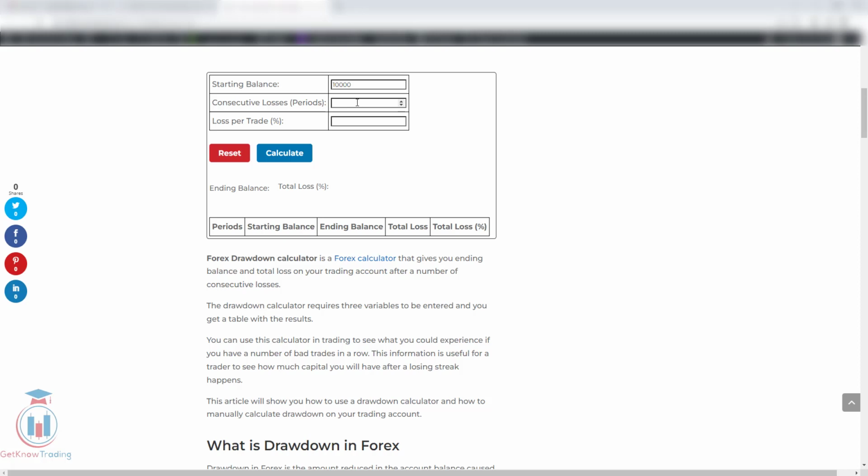After that, you need to define the second variable, and that is consecutive losses or periods, if you like, and that is the number of trades that you will open. So if you put here number 2 or any other, you will see another example with more periods or consecutive losses. Then you define the third variable, which is the loss per trade, in percentage, which means you define the risk per each trade that you would like to have, for example 1%, 2% or any other percentage. In my case, I will put here 1% on each trade, and then you can click the calculate button.